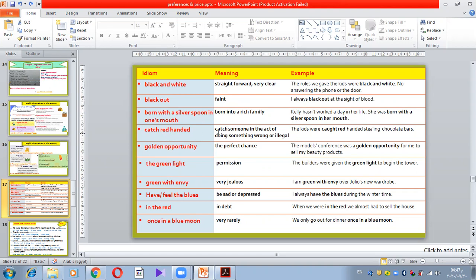Catch red-handed means catch someone in the act of doing something wrong or illegal. The kids were caught red-handed stealing chocolate bars. They were doing something wrong, which is stealing here. Golden opportunity means the perfect chance. The models conference was a golden opportunity for me to sell my beauty products.